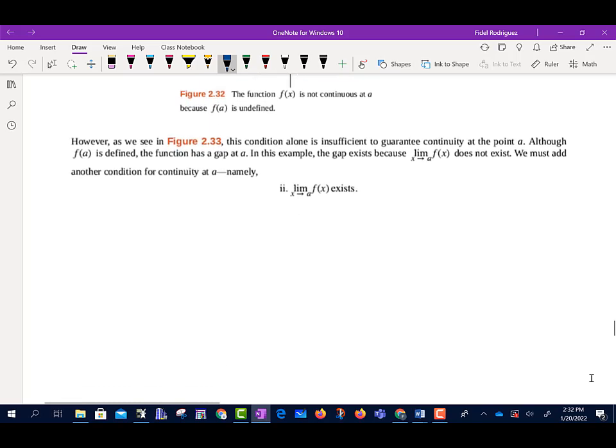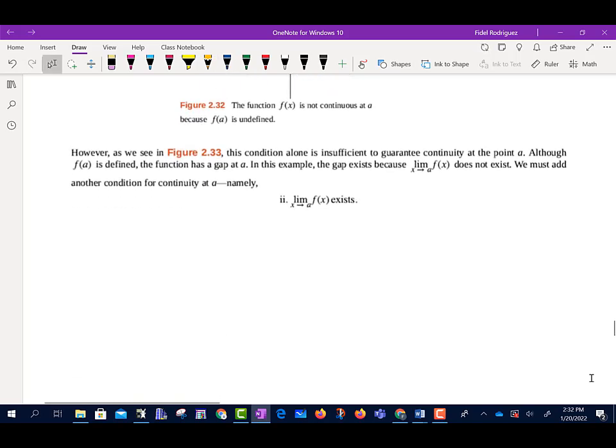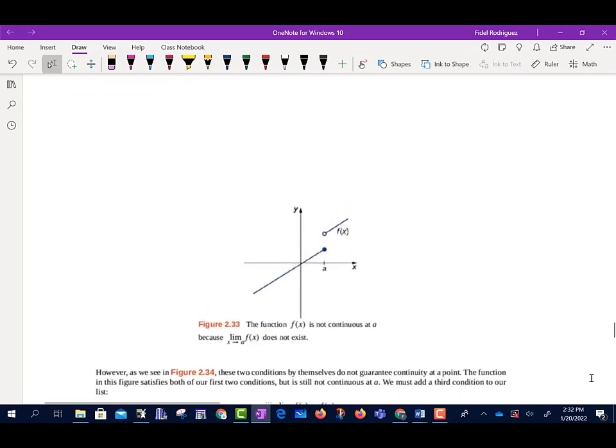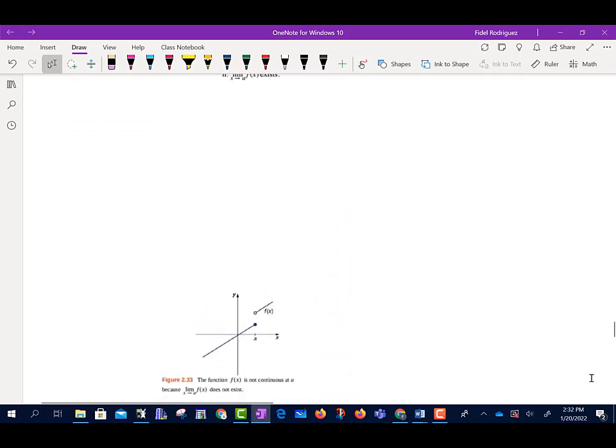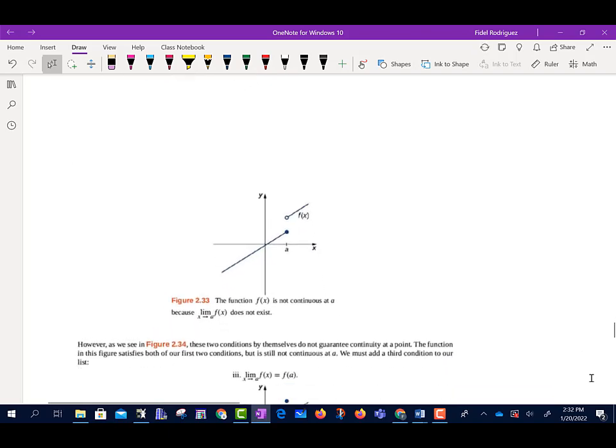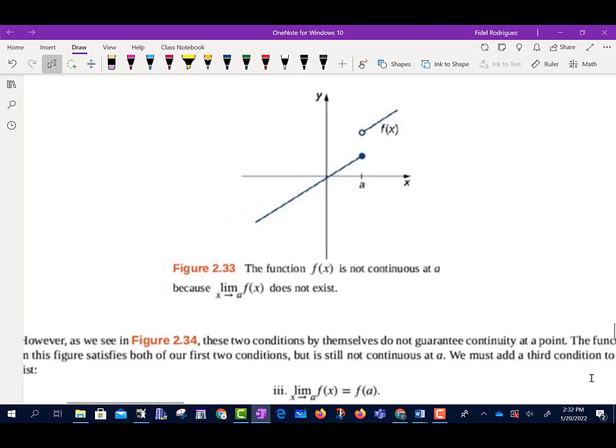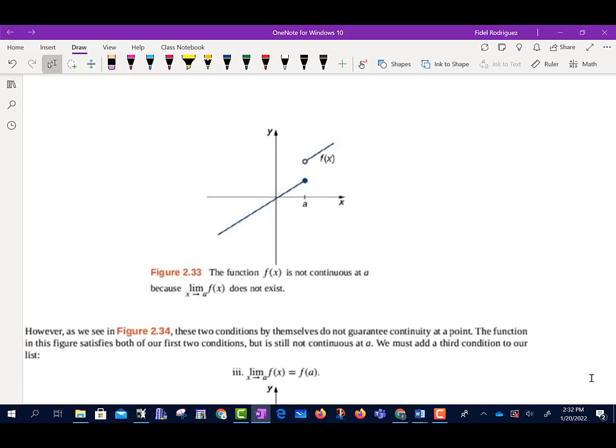Then it says in figure 2.33, the next picture, that this condition alone is insufficient to guarantee continuity at a point. Although f of a is defined, the function has a gap. So let's take a look. Here we go. Our function is not continuous at this point because we have this gap.